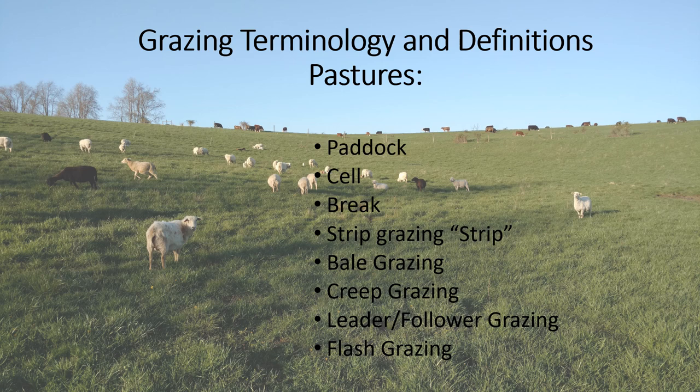Creep grazing can use a creep gate, it can use a raised area in the fence, or simply the calves can go under the one strand wire to get to the next field to creep graze.